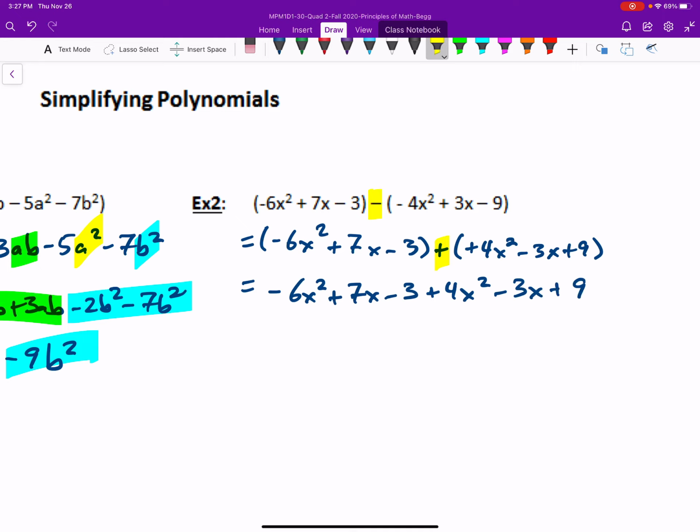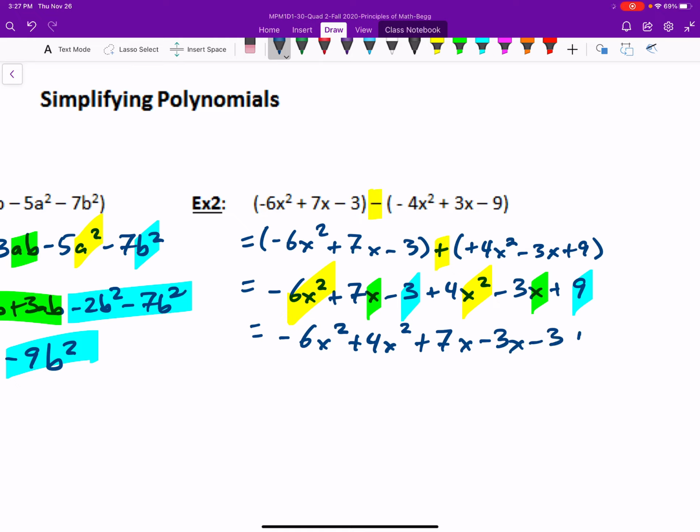And then different types of terms. There's an x squared term and an x squared term. There's an x term and an x term. There's a couple constant terms. They've got nothing with them, so that makes them the same. So if I put my x squared terms together and my x terms together and my constant terms together, then it looks like this.